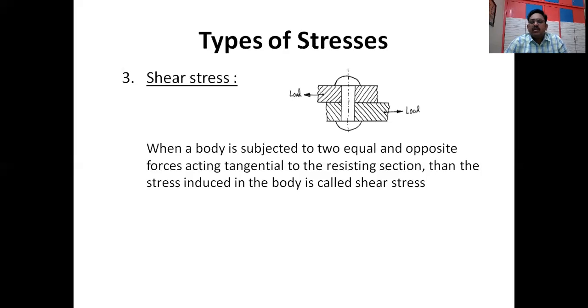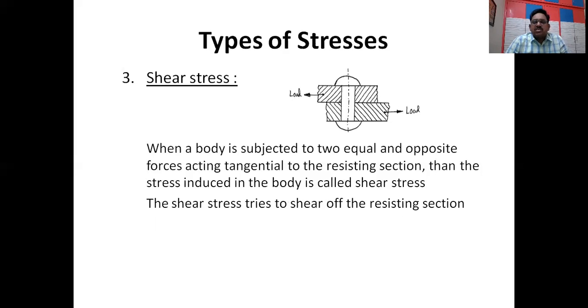So when a shear load is applied on a body tangentially, that body will be subjected to shear stress. This is what shear stress is. And the shear stress tries to shear off the resisting cross section. When the load is applied here and the load applied here, opposite and equal, then that effect will be on this shearing section, and exactly at the center it will try to shear off when the load is more. So the shear stress acts tangential to the area.